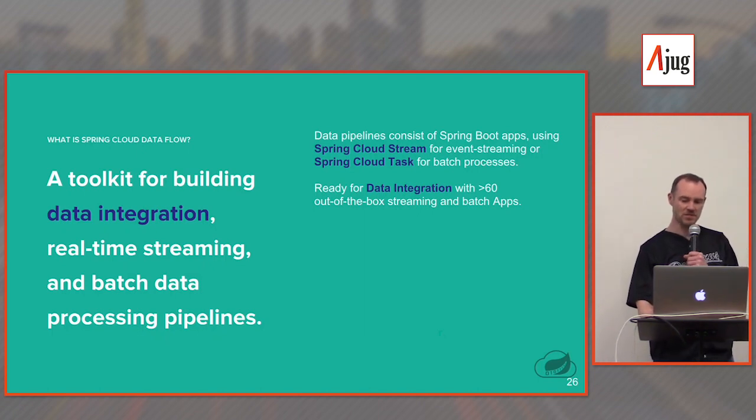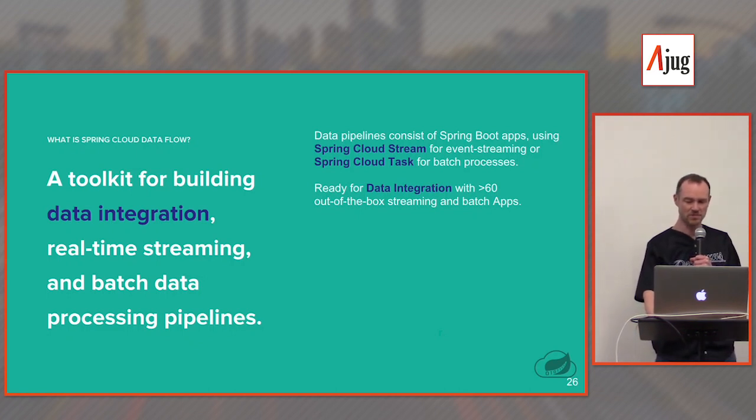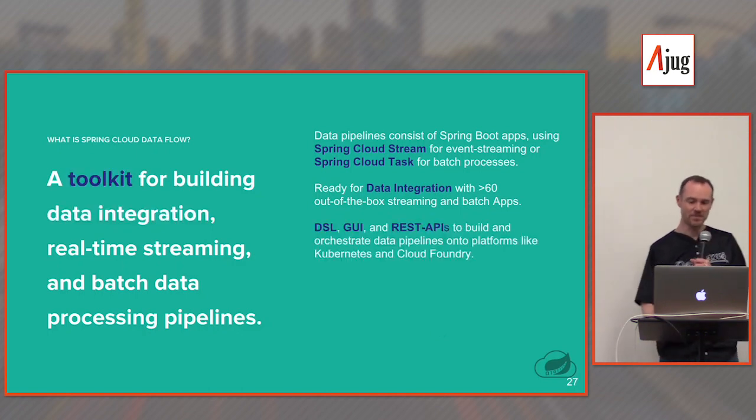So it's ready for data integration with over 60 out-of-the-box streaming and batch apps. So what this means is that we've written a whole lot of stuff for you that you don't have to write for yourself. And we'll show you some of those things in a few minutes. If you want to write them, you can. Absolutely. So there's APIs and interfaces for all of the things that you need to be able to do to write those apps. We also provide a DSL and GUI and REST APIs to build and orchestrate data pipelines. Glenn's already talked about Kubernetes and Cloud Foundry. We're going to show some demos again, some more examples of that.